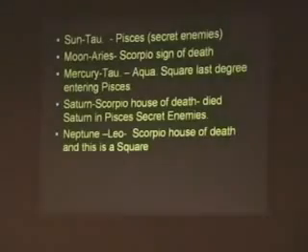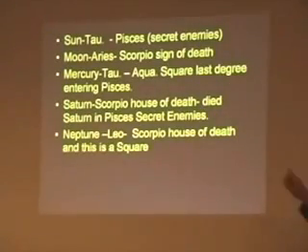Next one. Sun in Taurus. He dies in Pisces, house of secret enemies. Right? His moon is in Aries. When he goes in Scorpio, sign of death. Mercury in Taurus. When he goes, it's in Aquarius.